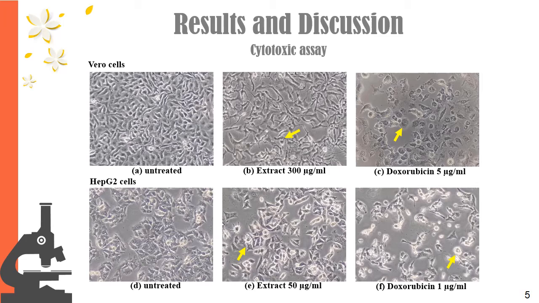These are pictures of Vero and Hep-G2 cells at 200 magnification. Cells treated with the extract or doxorubicin for 24 hours reveal morphological features such as shrinkage and rounding, resulting in detachment from the culture dish. This might be an indication of apoptosis. The yellow arrow points to cells undergoing cell damage and death.